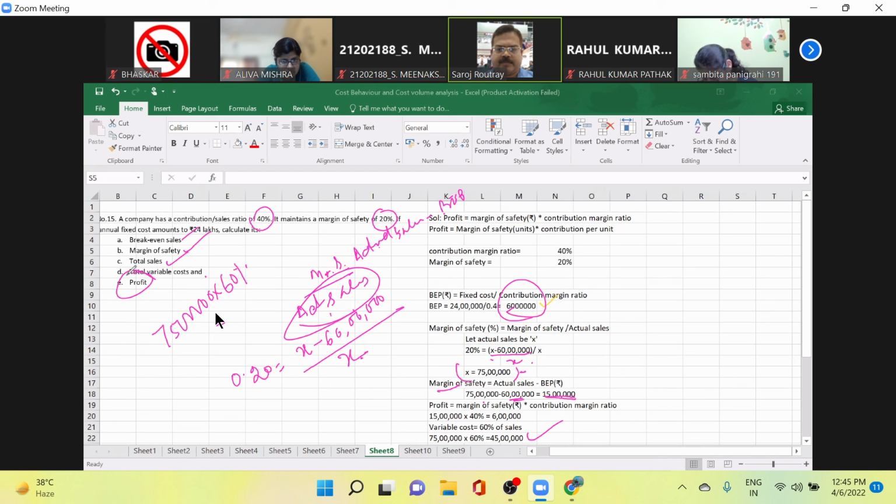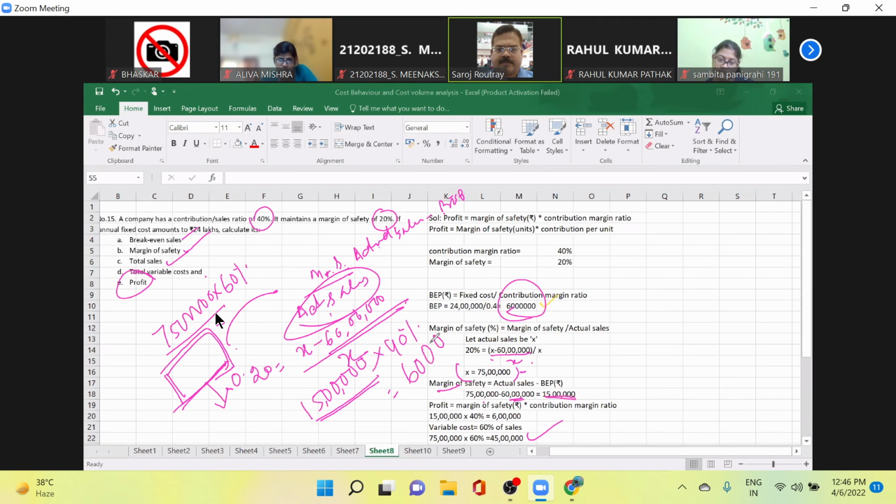Profit. For profit, I said in margin of safety, whatever contribution you get, that is your profit, because there is no fixed cost left. Fixed cost is recovered at break-even point, and margin of safety is over break-even point. At break-even point, you have recovered all fixed cost. Thereafter, whatever you sell, that is 15 lakhs. 15 lakhs is your sales over break-even point, because your sales is 75 and your BEP is 60. In this 15 lakhs, whatever contribution margin you get, that is 40%, that is your profit. 6 lakh. So all 6 lakh is your profit.